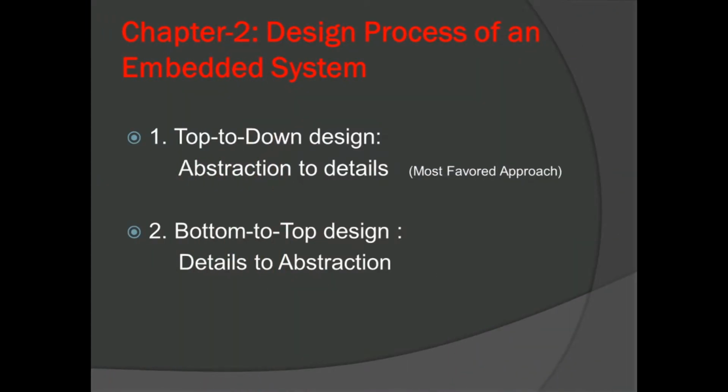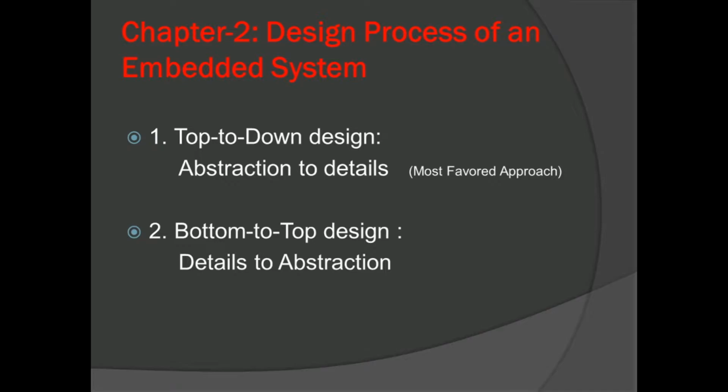So basically there are two types of design approaches: top to down design and bottom to top design. In top to down design, first abstraction is made and we move towards the details of a system, whereas in bottom to top design we consider the details first and move towards the abstraction. The first design, which is top to down design method, is the most favored approach, as the abstraction of a system is considered first. That means we think about the system, what should be the functionalities of the system, and then we slowly move towards what should be the components in the system.